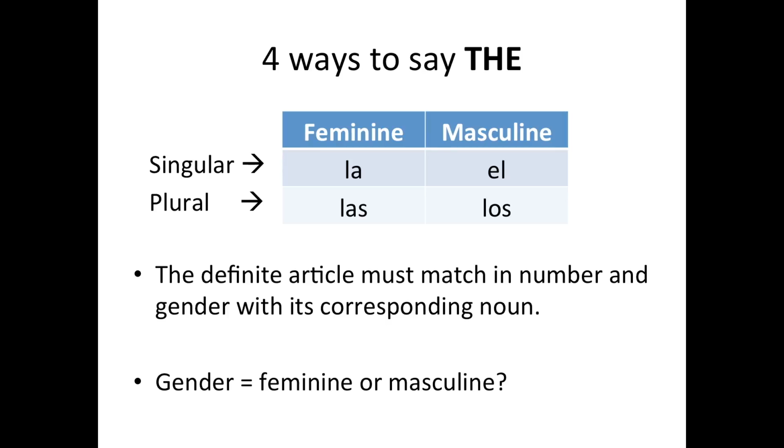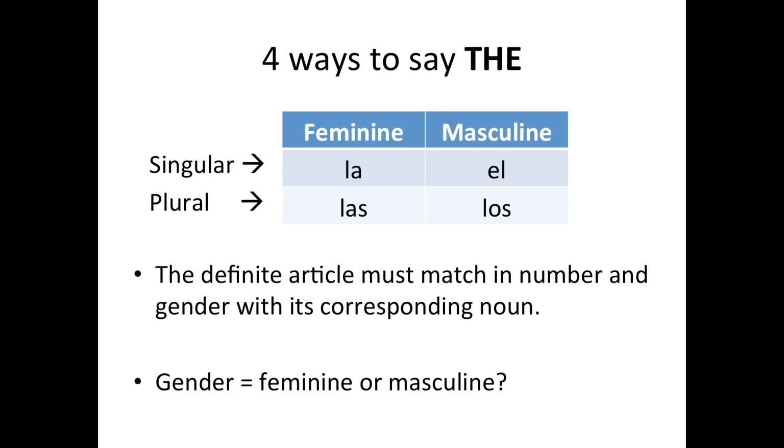Now, la and las, to make it plural, obviously we are just adding an S. It's very easy. With el and los, well, el turns into a new word. Los, L-O-S. Now remember, the definite article must match in number and gender with its corresponding noun.